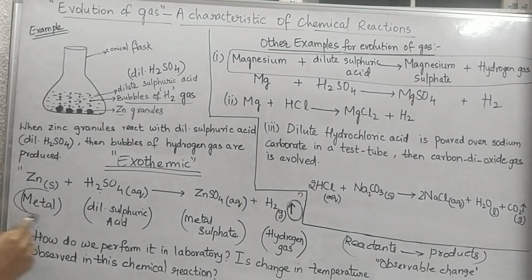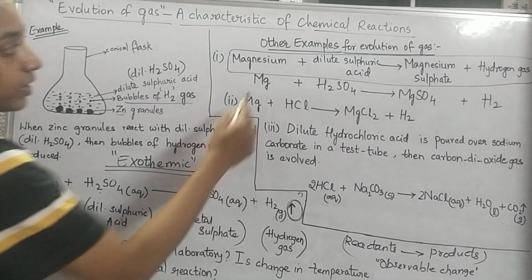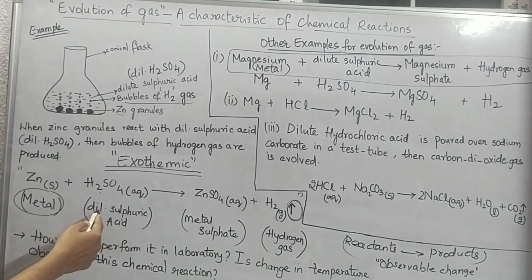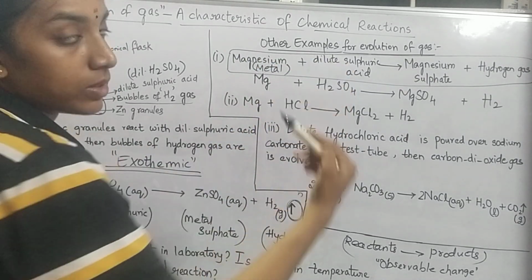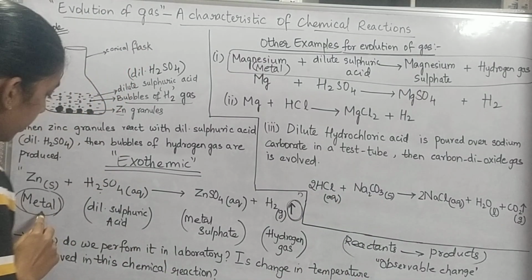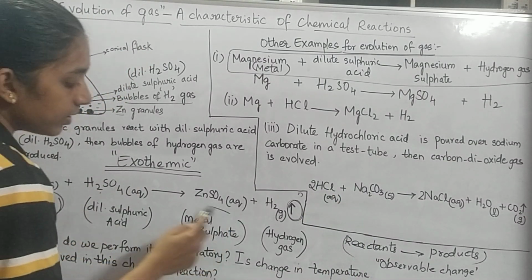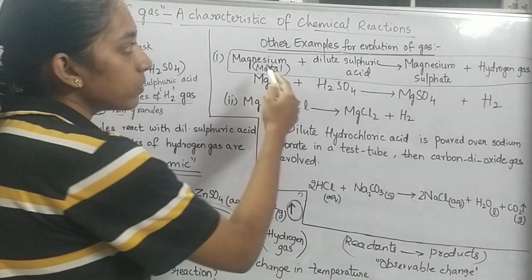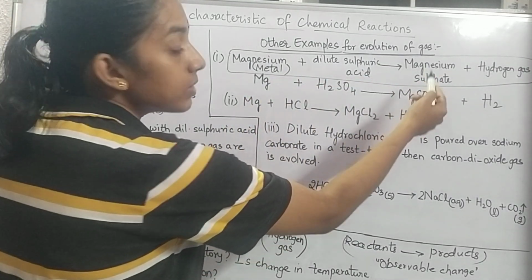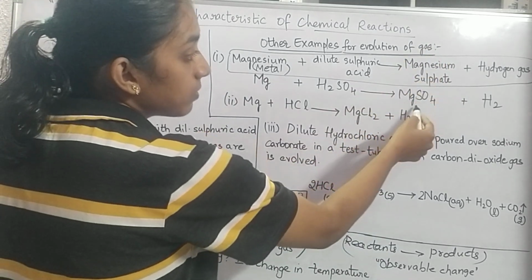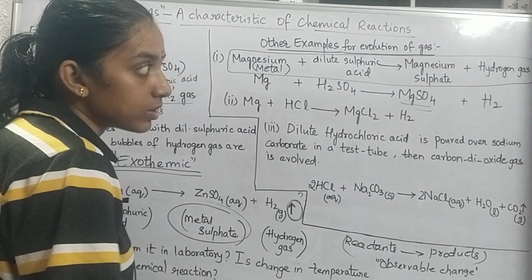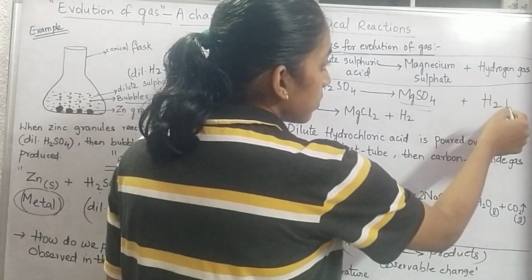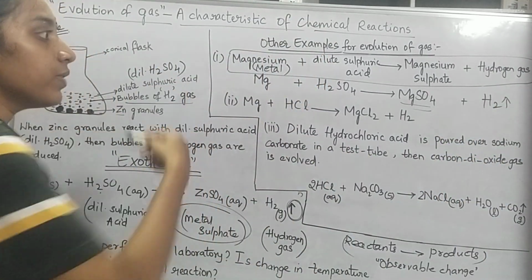See here, we have taken zinc metal, here we have taken magnesium, which is also a metal. This is reacting with dilute sulfuric acid, here also it is reacting with dilute sulfuric acid, and when a metal reacts with dilute sulfuric acid, it gives us metal sulfate. So what is the metal here? Magnesium. So what will be the product? Magnesium sulfate, MgSO4, plus which gas is evolved here? Hydrogen gas is evolved. So this is also an example for evolution of gas.